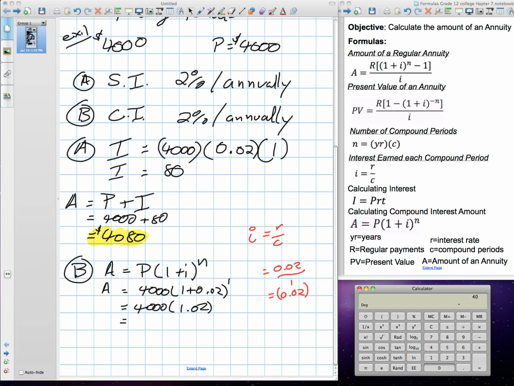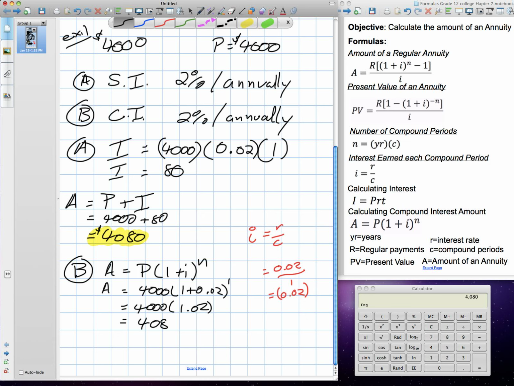Anyone guess what we get? 4,080. Was there any difference in these accounts after 1 year? There's no difference in these accounts after 1 year. After 1 year, it did not matter which account he chose. He got the same amount. Now, we're going to talk about investing for 2 years.